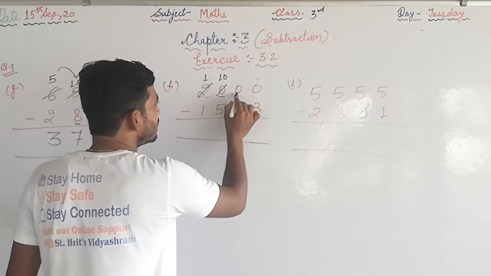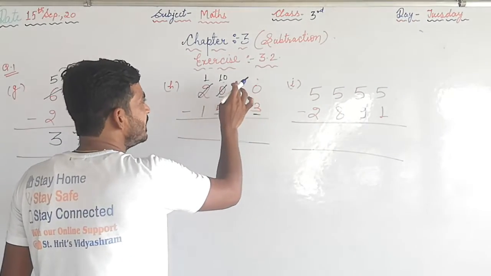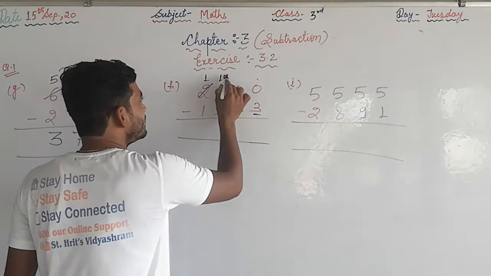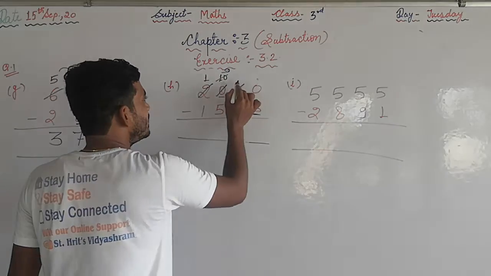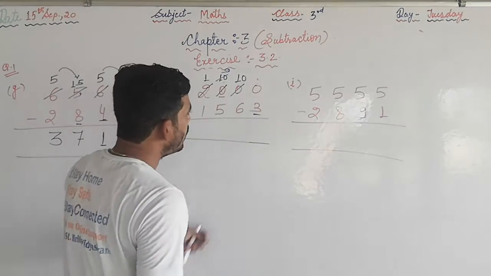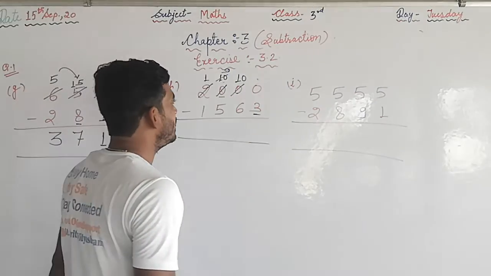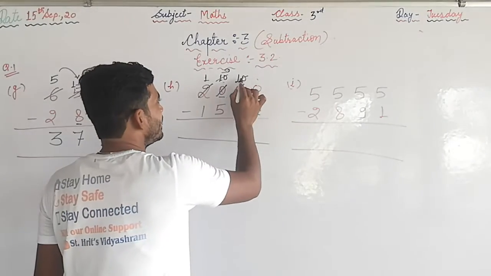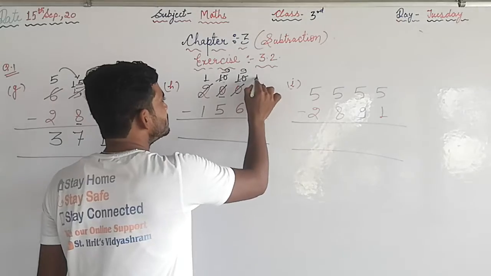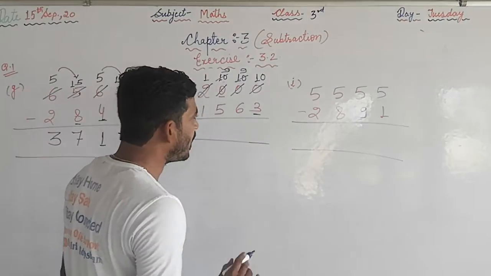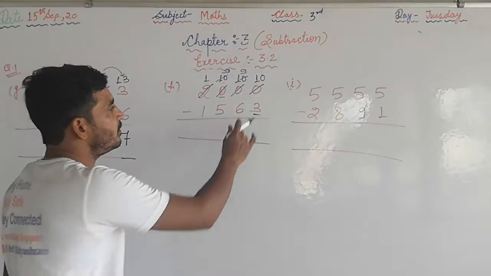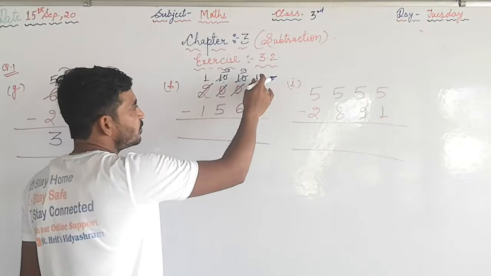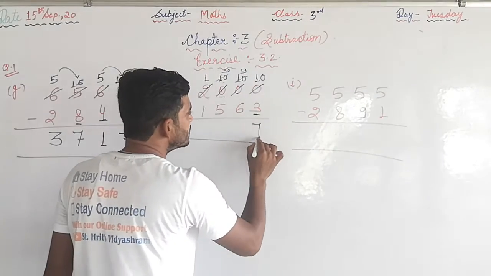Okay, and this place number digit takes carry from the next digit. Here it becomes 9 and here it becomes 10. Now we are able to take carry from the next place number. So here it becomes 9 and here it becomes 10. Now it's possible to subtract 3 from 10. When we subtract, the result is 7.